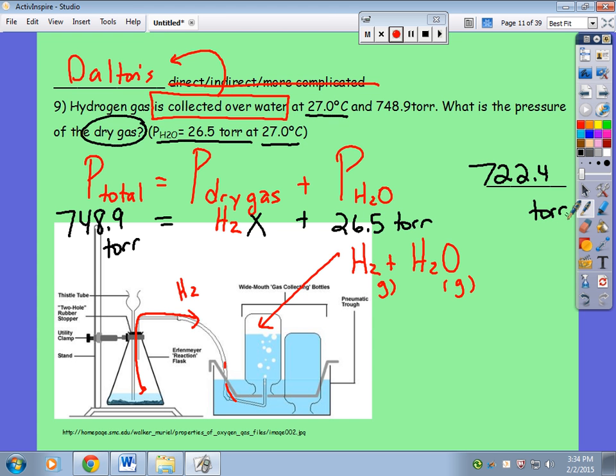Okay? Now, they don't always give you the pressure of water. They may give you the temperature and give you a table to look at, a chart. So again, you can look at the podcast on that, but that's how you do this. It's just a special version of Dalton's Law. The dry gas and the water, because that's what's in here. They give you this, they give you this, always, and you always are asked to find this. Okay?